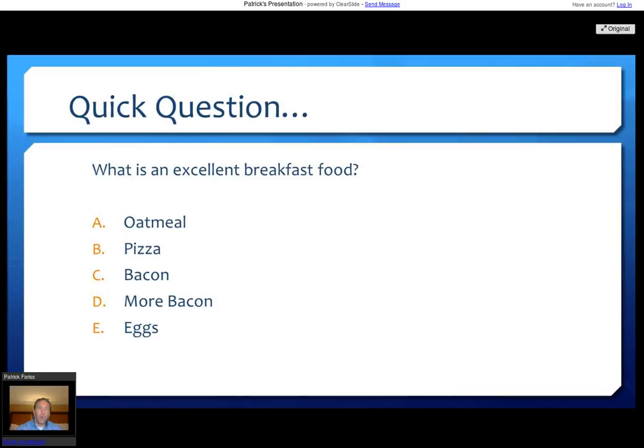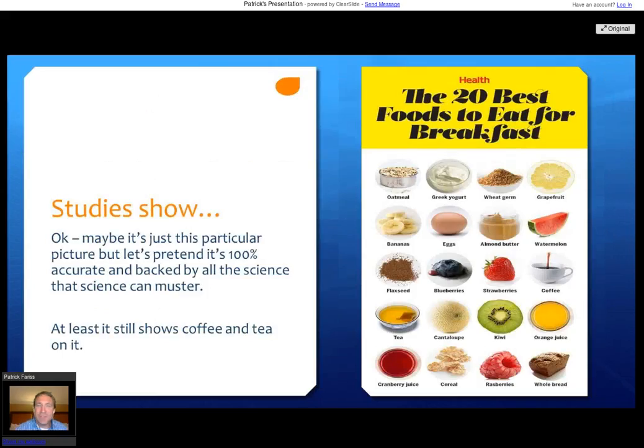So the question that is asked is, what is an excellent breakfast food? And so the question was asked of students, and students could answer A, B, C, D, E here. Oatmeal, pizza, bacon, more bacon, or eggs. So students submitted their answers, and then the instructor put this slide up. The studies show that if we take these top 20 breakfast foods and look at them, maybe in order of most healthy to least healthy, here's what some of the science shows.